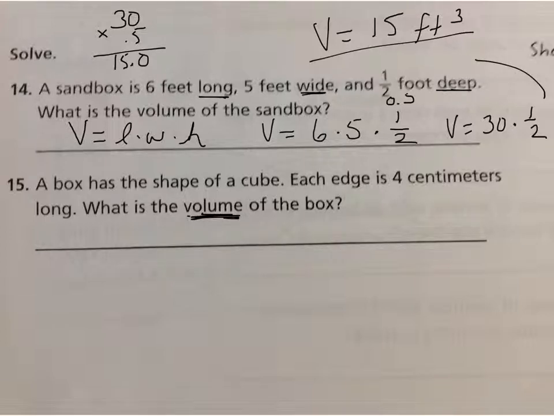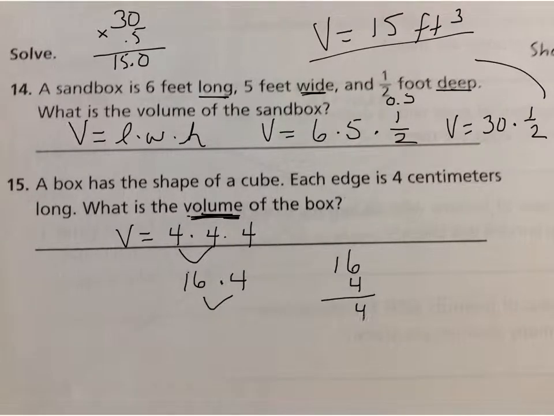The box is in the shape of a cube, which means each face of the box is a square, which means each edge of the square is exactly the same length. So our volume, the length, the width, and the height are all the same because it's a square. So I'm taking 16 and multiplying it by 4. Take 16 times 4, get 64. So I have 64 centimeters cubed.